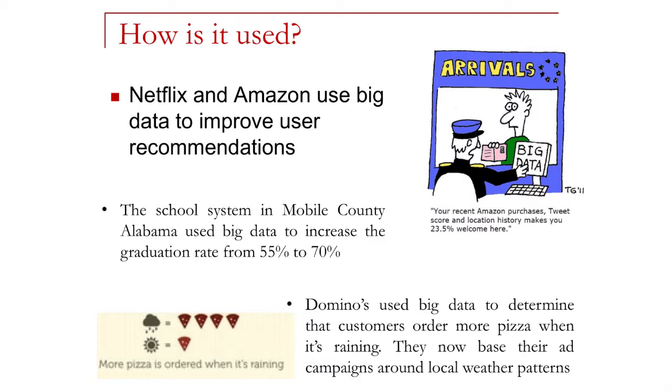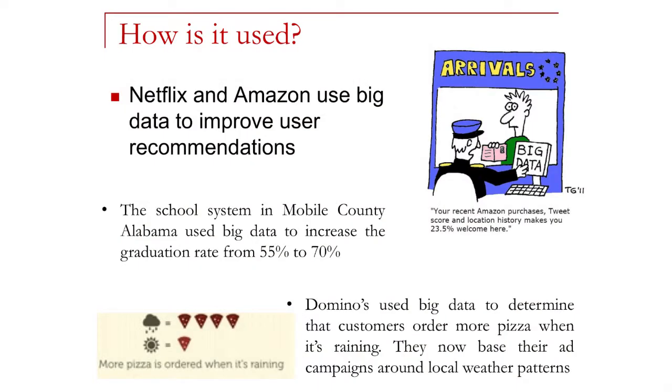Other examples include in education here in Alabama, Mobile County actually was able to increase the graduation rate by 15% by using big data and finding out reasons why students may be missing classes or otherwise not completing their coursework. Another example here on this screen is Domino's used big data to figure out that customers order much more pizzas when it's raining outside. So companies can target their marketing and their ad campaigns around weather patterns in this case.